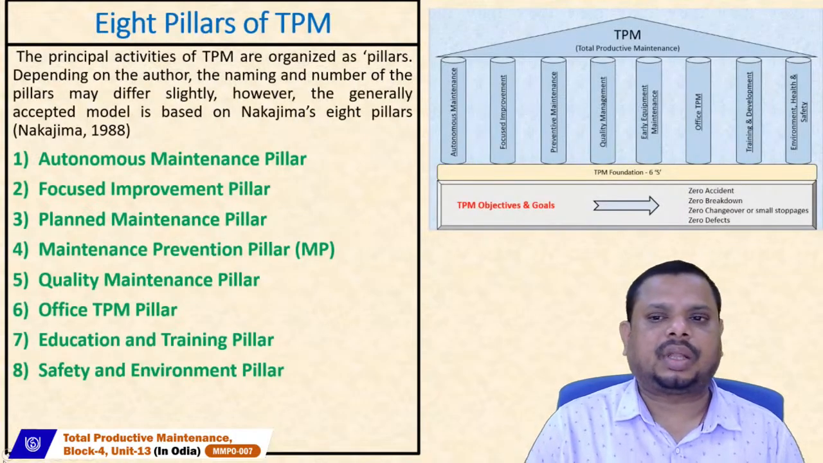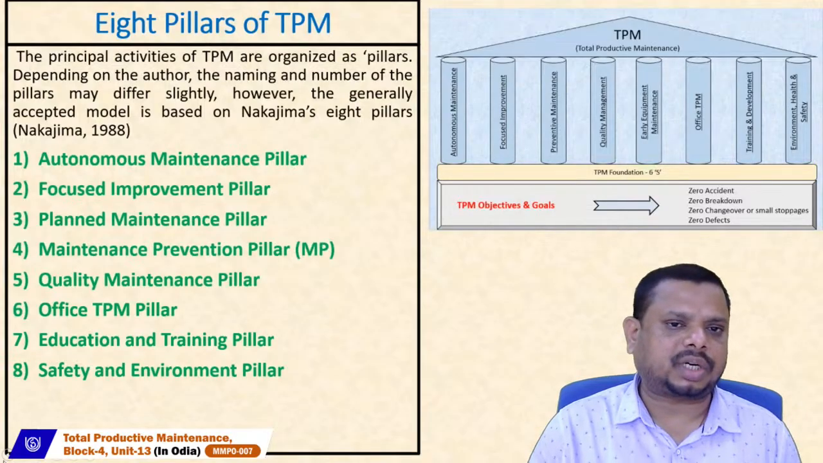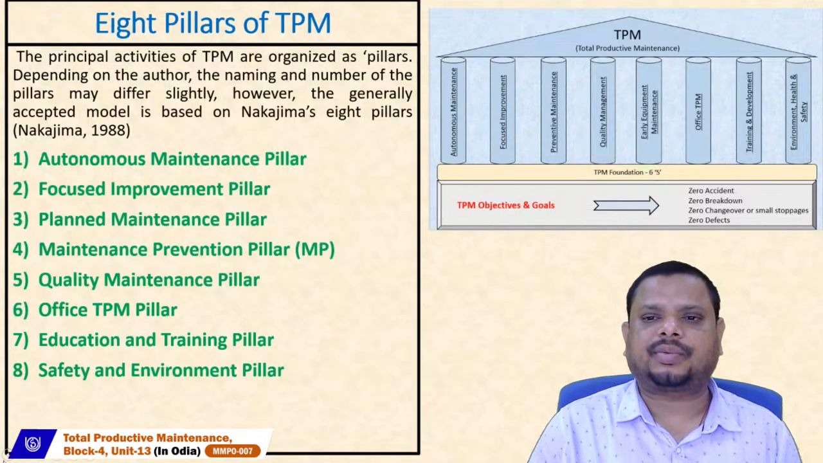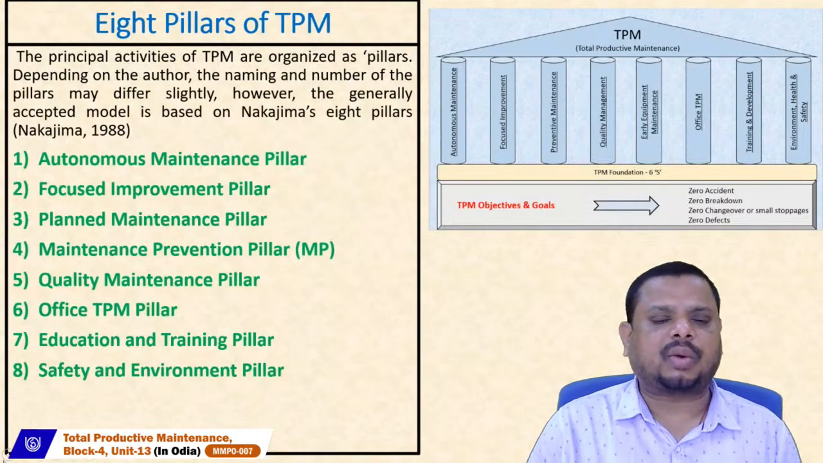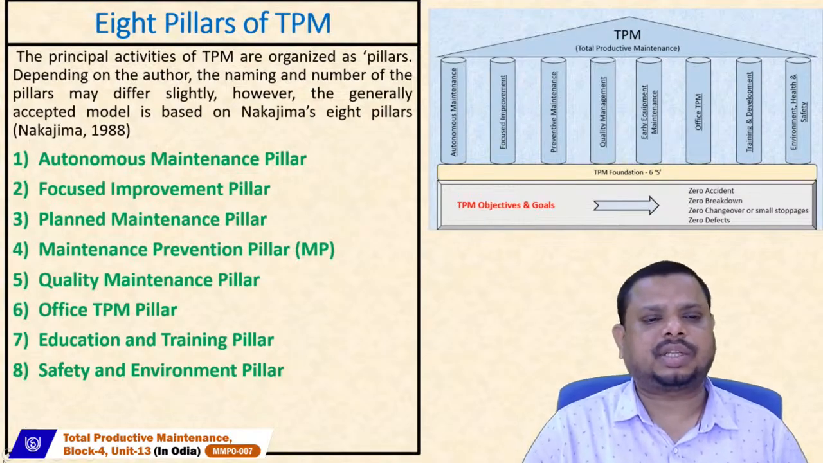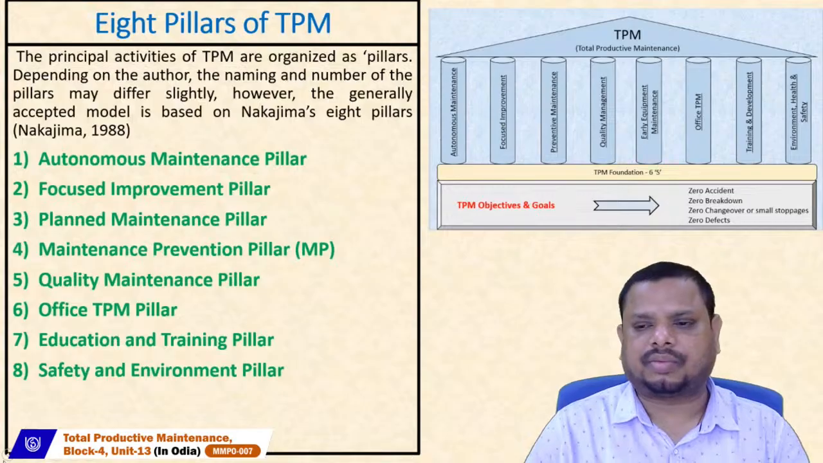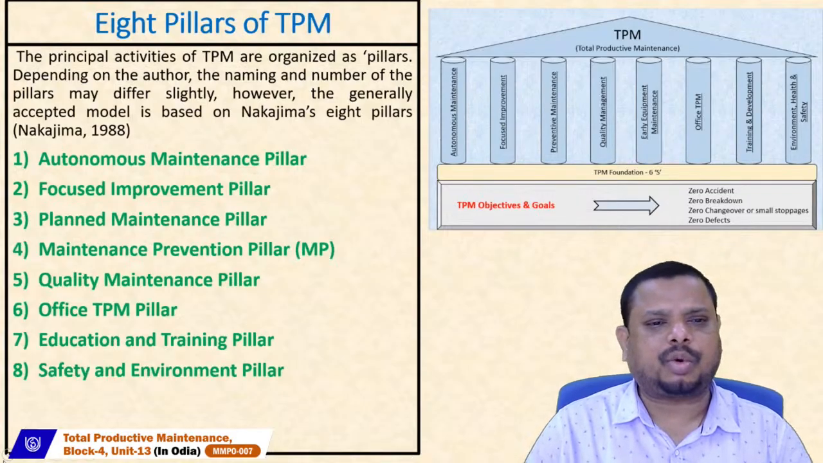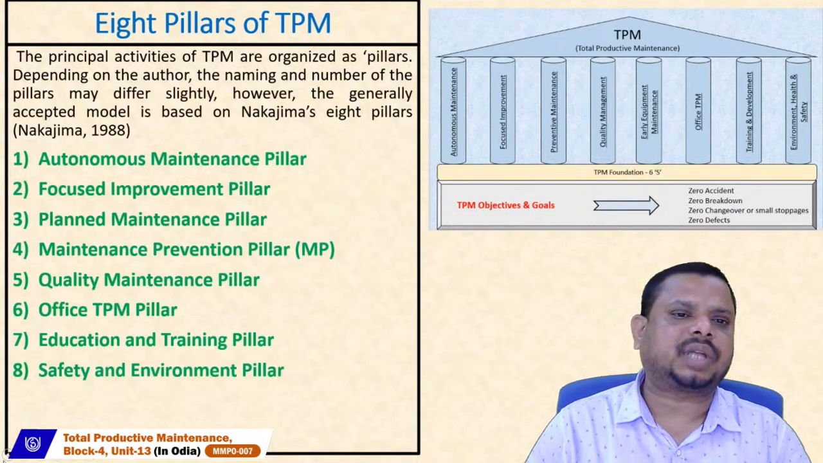Moving to the next one, the next topic, which is very important for today's session on total productive maintenance, is the eight pillars of total productive maintenance. What are the eight pillars and their different objectives? First, this model was developed by Nakajima from Japan, and these pillars are the most vital for implementing total productive maintenance. So let's understand the objectives and goals of these eight pillars.